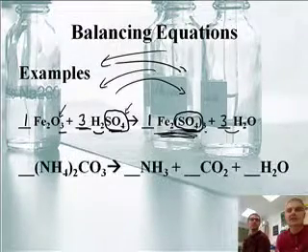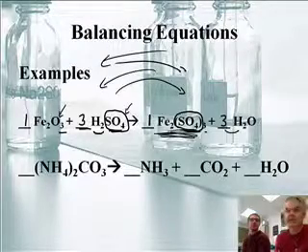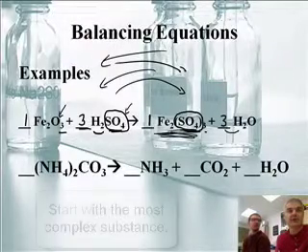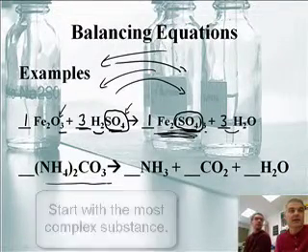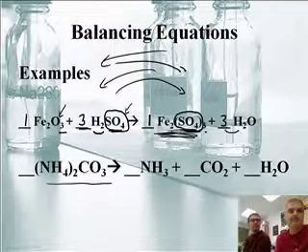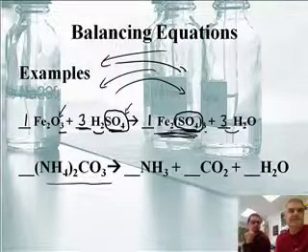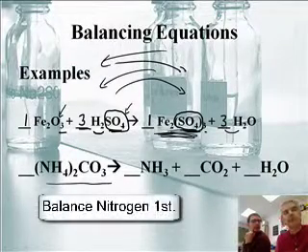All right, let's take a look at this one. This one is not so easy. I don't see anything the same at all. Let's start with the most complicated substance. I think this is most complicated, it looks pretty complicated to me. We've got (NH4)2CO3. Let's just start with the nitrogen. I think we have to do one element at a time. We can't do groups here.